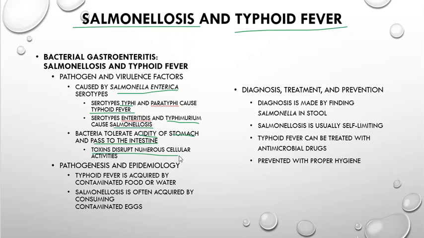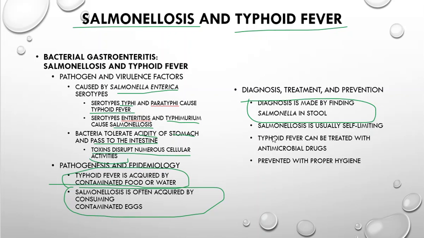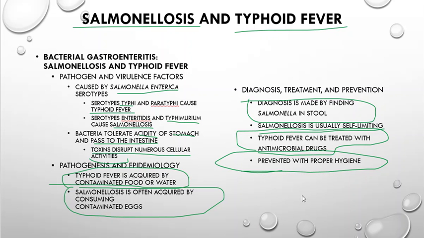They're going to produce toxins which are going to interfere with cellular processes. Typhoid fever, you're going to get that from contaminated food or water. Salmonellosis, a lot of times you can get that from contaminated eggs, and chicken, and from pet turtles, all kinds of places. They diagnose this by taking a stool sample and finding the Salmonella. This is usually self-limiting. Typhoid fever we will treat with antibiotics and proper hygiene and just good common sense.